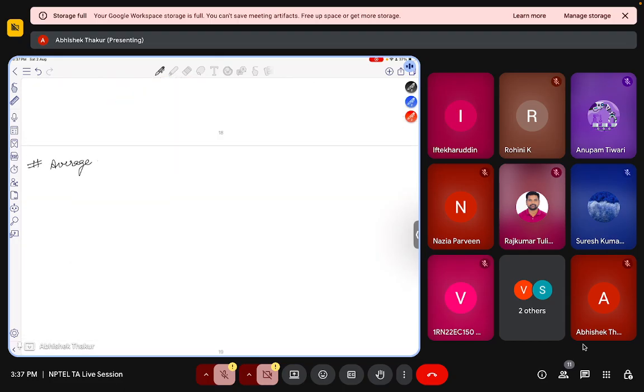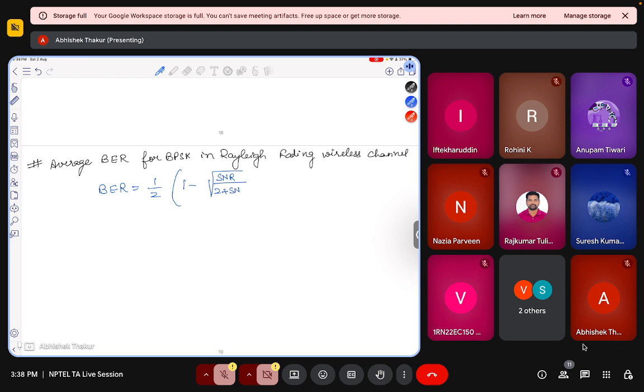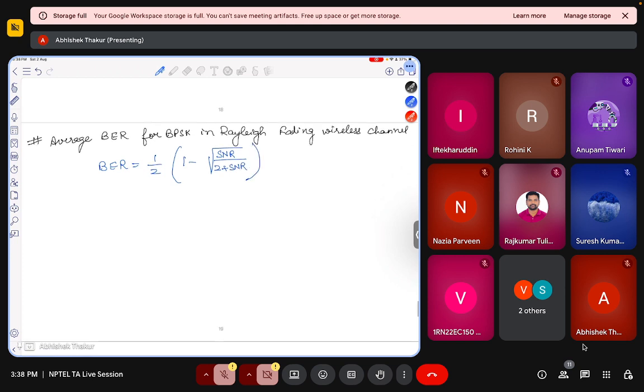Now some of the important formulas I will write will be useful to solve this assignment. So the average bit error rate for BPSK in a Rayleigh fading wireless channel is given as bit error rate is equal to 1 by 2 times 1 minus square root of SNR by 2 plus SNR. So this is one of the important formulas.